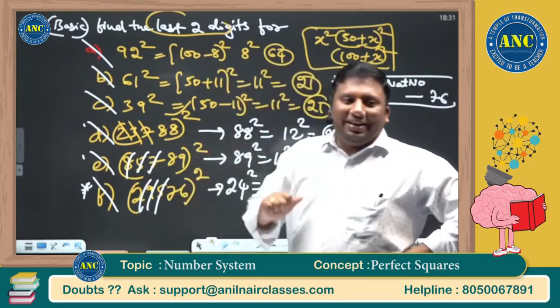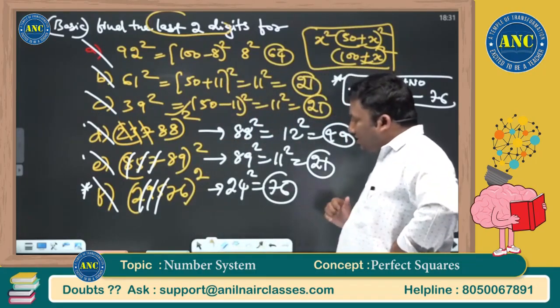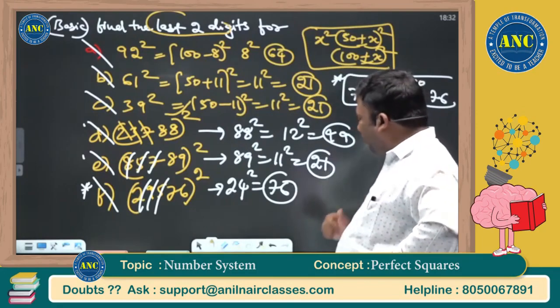Okay, please accept my apologies. Right. 76 square. 1, 2, 3, 4, 5, 6. Next one.